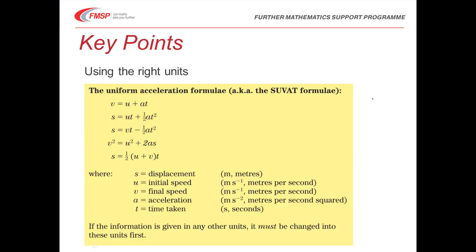Some people refer to these as the UVAST equations, and others simply as the equations of uniformly accelerated motion. And here are the 5, and notice that each equation contains 4 of the variables. Now, a very important point to make straight away is you must make sure that all the quantities are in the right units. So here are the units below, and should you get anything that's in kilometers per hour or some other unit that needs converting, change it first before plugging it into these formulae.